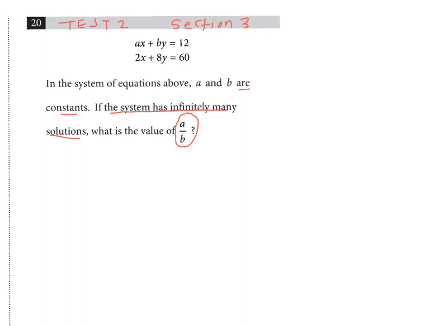So we have ax plus by equals 12 and 2x plus 8y equals 60. Well, if we have infinitely many solutions, that means that the system is consistent, and it's also dependent. So we say consistent and dependent, and you don't really need to know that. What you need to know here is that these two lines are actually overlapping. The lines coincide. So the lines are actually identical. And when you have that, you have infinitely many solutions.